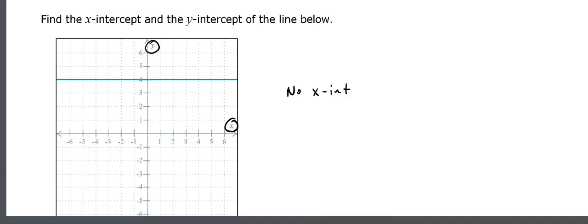Now we look for the place where the graph touches or passes through the y-axis, and that would be at +4. So our y-intercept would be at the point (0, 4).